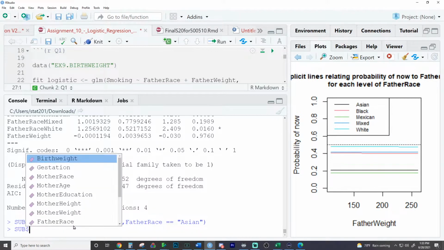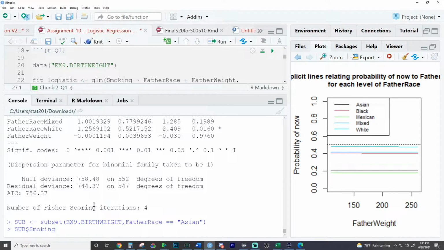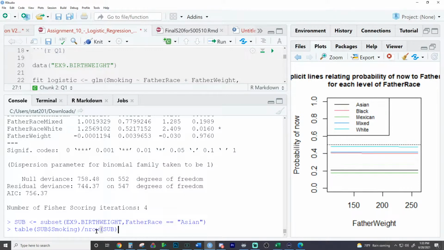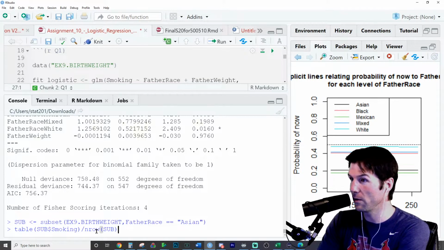And what percent of the Asian fathers do you think are smoking now? If anyone can get this within 2%, I'll throw 50 points. So if we go here to table, divide by n row, sub. What percent of Asian fathers out of all of them do you think are smoking now?